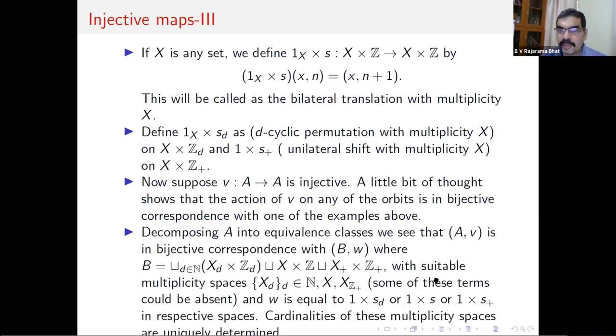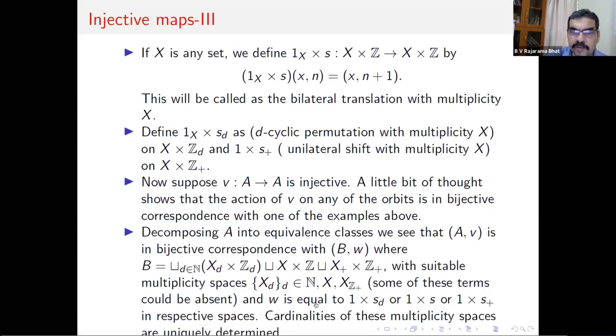So you get the equivalence classes and you multiply. So I guess you can understand. So the whole space, this A will be in bijective correspondence with this B and W, where these are cyclic permutations with some multiplicity. So the multiplicity spaces can be different for the different types of shifts. Okay, then you put them together.